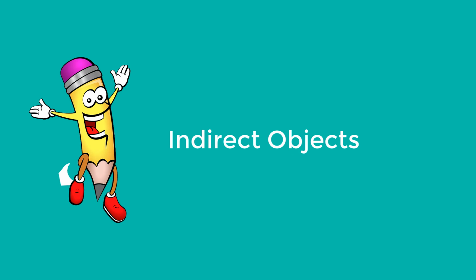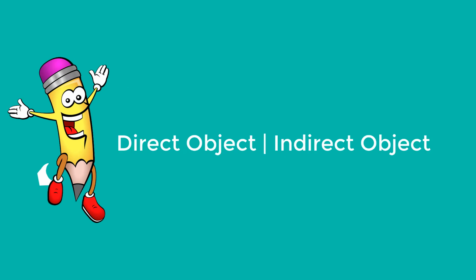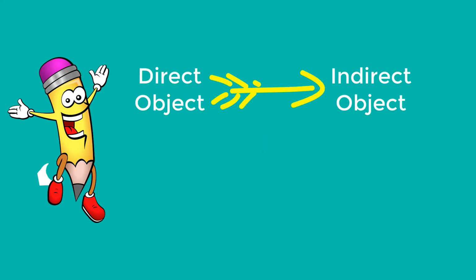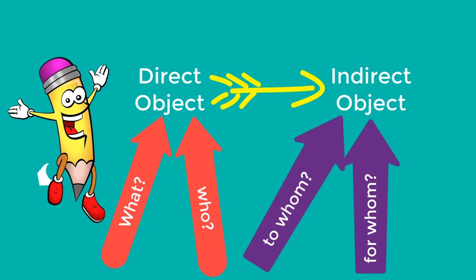Let's go on to the indirect object. An indirect object is the recipient of the direct object. An indirect object cannot exist without a direct object because, in other words, the indirect object gets or receives the direct object. Now this may sound confusing, but it really is not. Think of it this way. Just like a direct object answers the question of what or who, an indirect object answers the question of to whom, or for what.